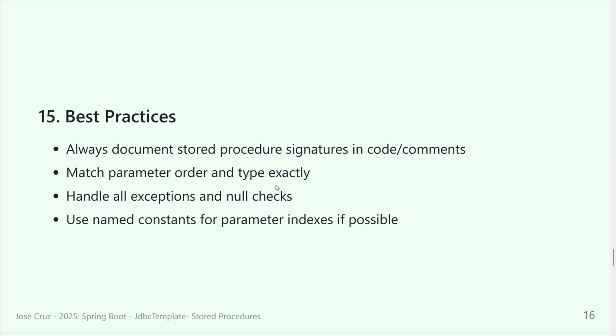Match parameter order and type exactly. Of course, handle all exceptions and null checks. Use named constants for parameter index if possible. Meaning that if you have output parameters, rather than use one or two, provide a name saying this is the result or the ID generated, things like this is the sum. It's just a constant that you have in the Java code, but it will be simpler to read what is the purpose of that output parameter.